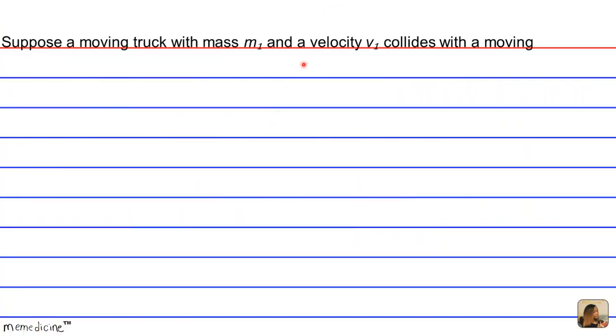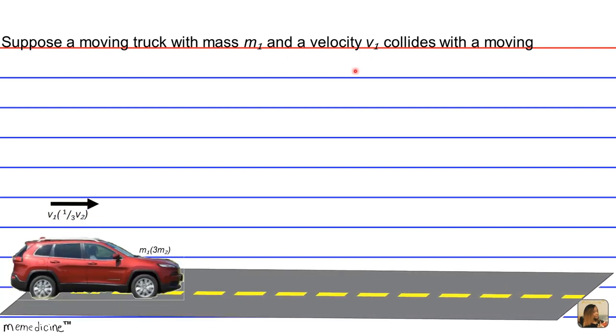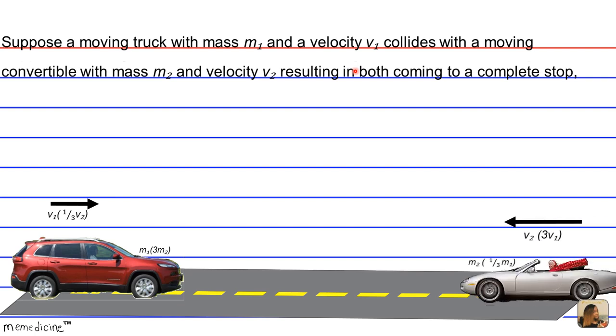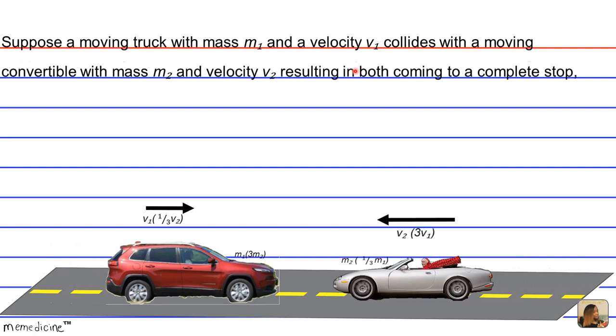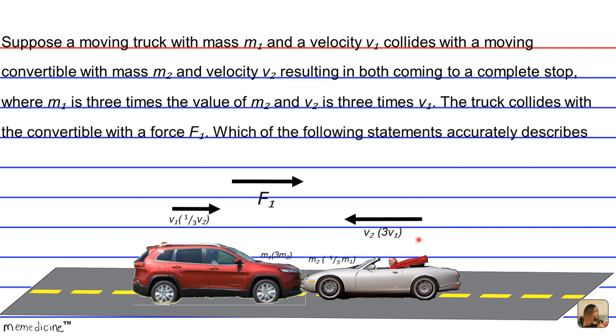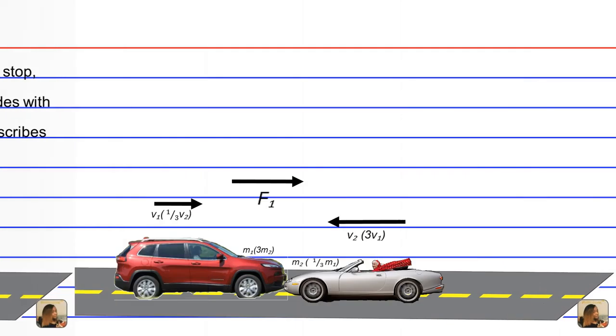Suppose a moving truck with mass m1 and a velocity v1 collides with a moving convertible with a mass m2 and a velocity v2, resulting in both coming to a complete stop. Where m1 is 3 times the mass of m2 and v2 is 3 times v1. The truck collides with the convertible with the force F1. Which of the following statements accurately describes the resultant force F2 of the convertible?